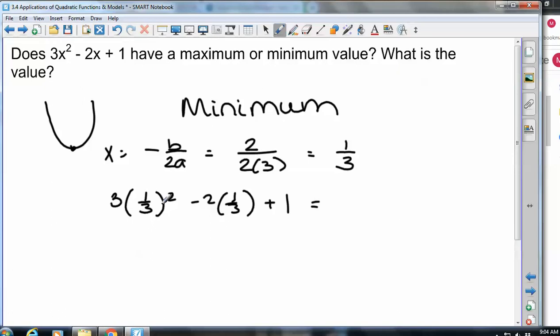Okay, so 1/3 squared would be 1/9 times 3 is 1/3 minus 2/3 plus 1, and you get 2/3. So the minimum value is 2/3. If I ask just for that one highest or lowest value, it's just the y there. Any questions on that?